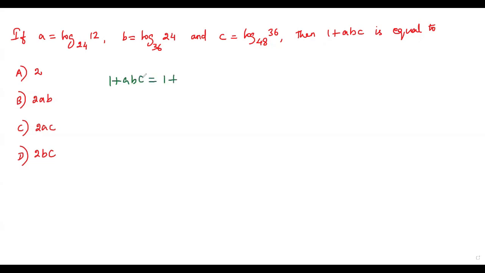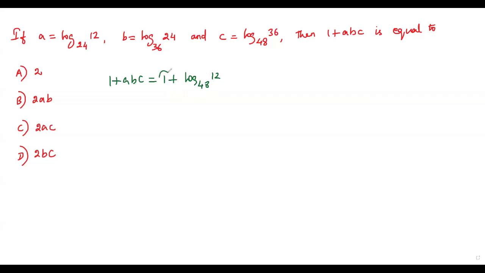Already I got the stuff that is equal to a times b times c. That is log base 48 of 12. Now I cannot add the number 1 and a logarithm. If I want to add these two quantities, either both of them must be numbers or both of them must be logarithms. But here I cannot convert this logarithm to a number easily.